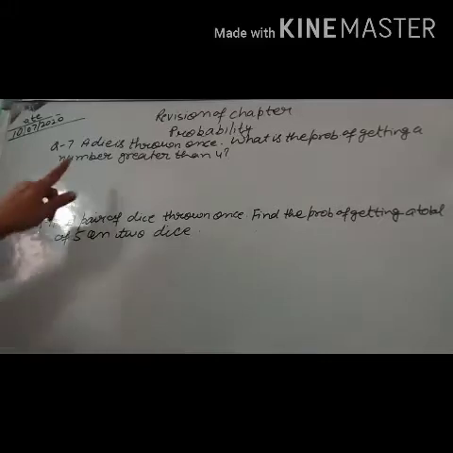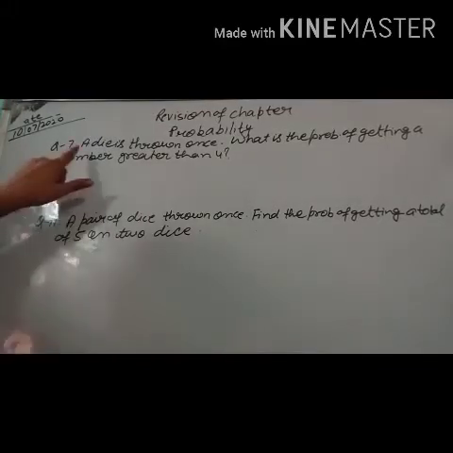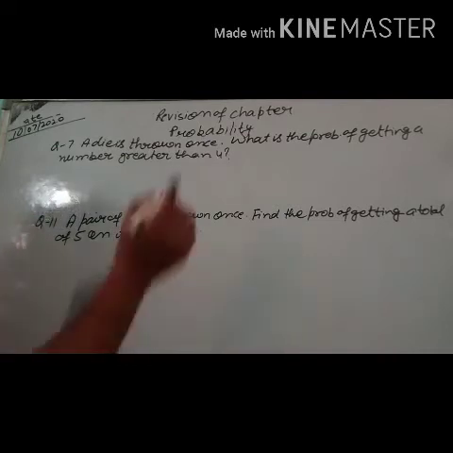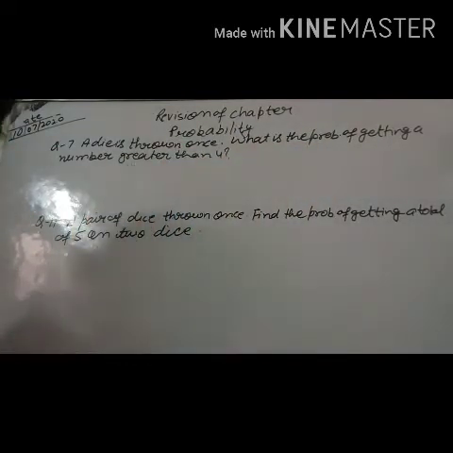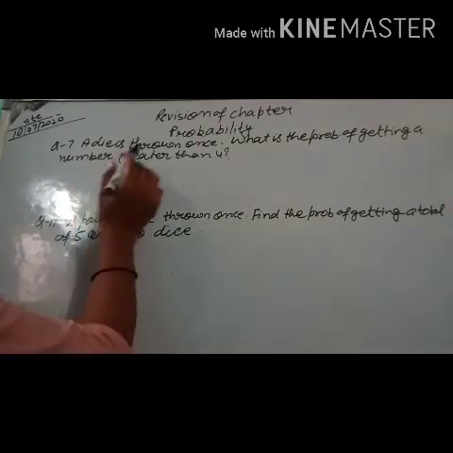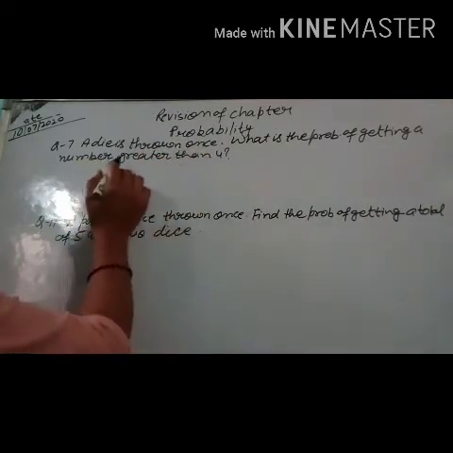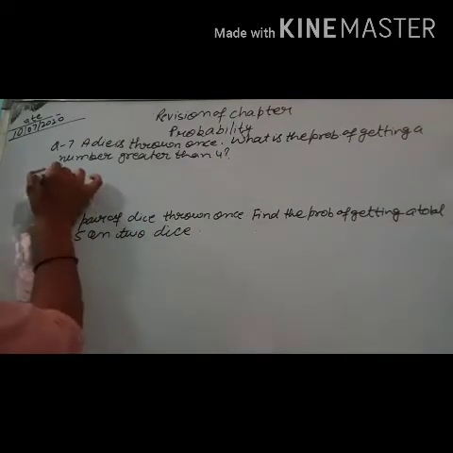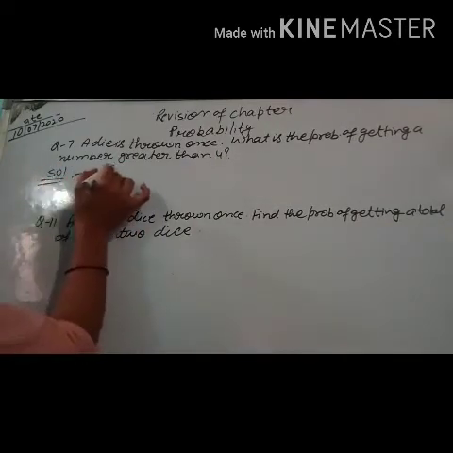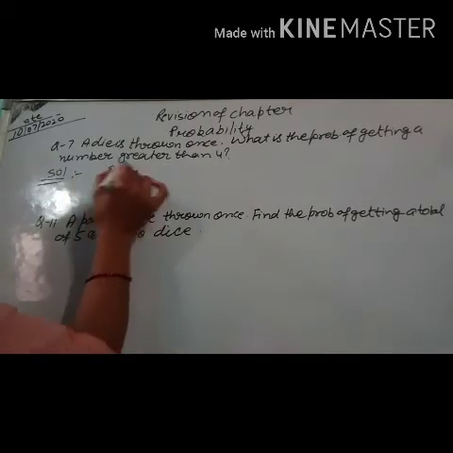Now next question is question number 7. A die is thrown once. What is the probability of getting a number greater than 4? We want to find out the probability that this number is greater than 4, and we have to throw a single die. So when we throw a single die, which cases appear?